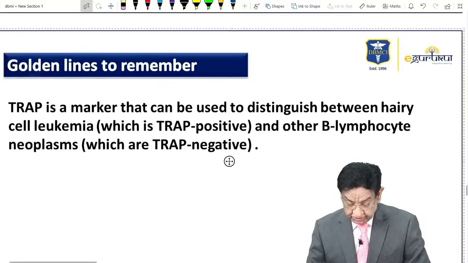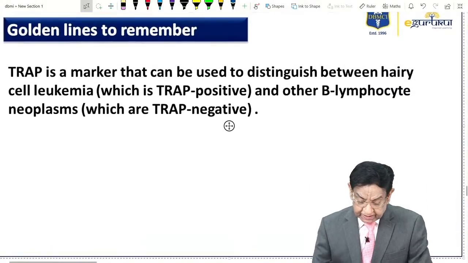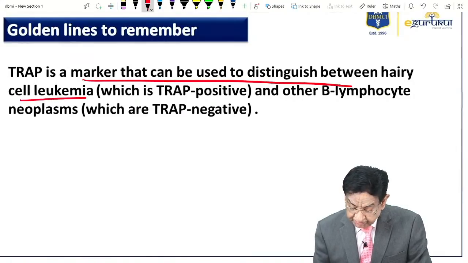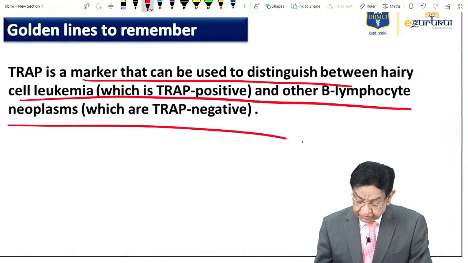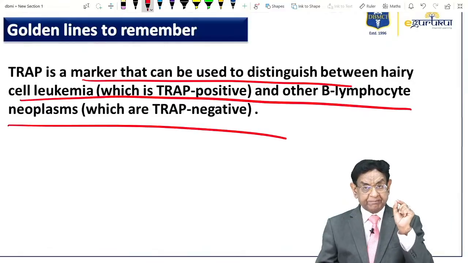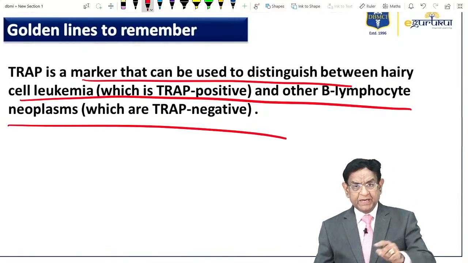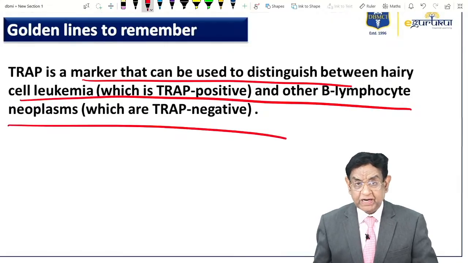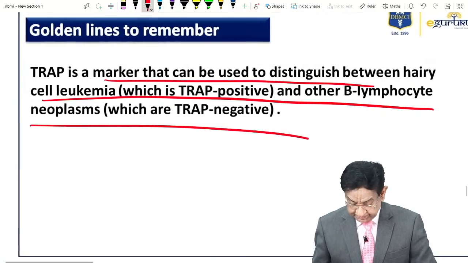Okay. So golden line to remember, TRAP is a marker that can be used to distinguish hairy cell leukemia from other B lymphocytes, which are TRAP negative. The only TRAP positive malignancy is hairy cell leukemia. This is the golden line to remember.